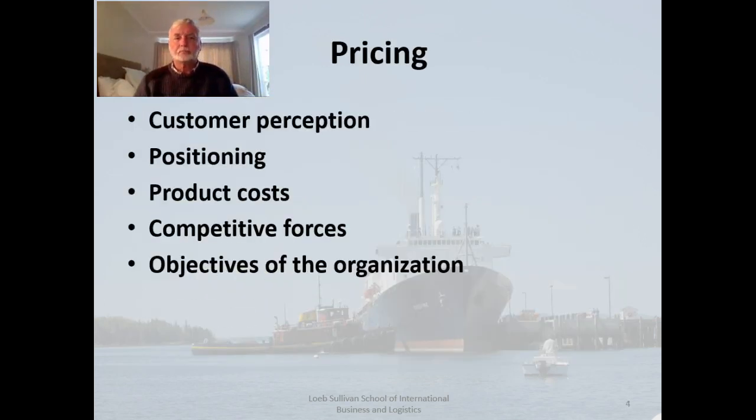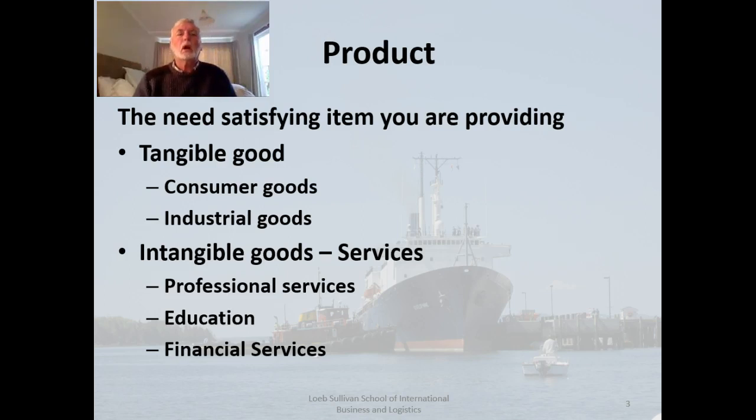So product. Product is the need satisfying item you're providing. That's an academic definition, but it's really good. What does this product provide that my customer needs, and will it satisfy it? If we were talking about paper towels, what does my customer need? Well, they need something to clean up spills. Okay, that's a need. So that's the need satisfying item. I'm selling something that can clean up spills.